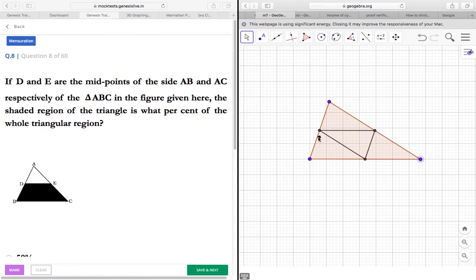What will be the area of this? Before we even proceed to that, read the question. D and E are the midpoints of the sides AB and AC respectively of triangle ABC in the figure given below. It's the same figure. The shaded region of the triangle, we're talking about this. So what will be the area in terms of percentage of the whole triangle? This will be nothing but 3/4. Overall 3 triangles, 1, 2, 3, and in the bigger triangle you have 4 triangles including this. 3 by 4, which is nothing but 75% of the bigger triangle, that is ABC. Hope this is clear.